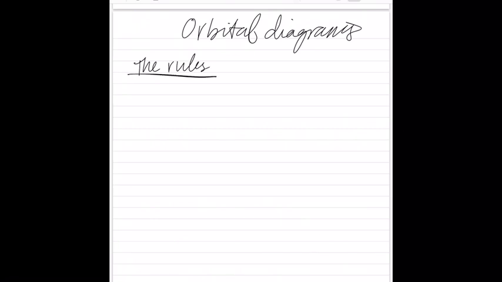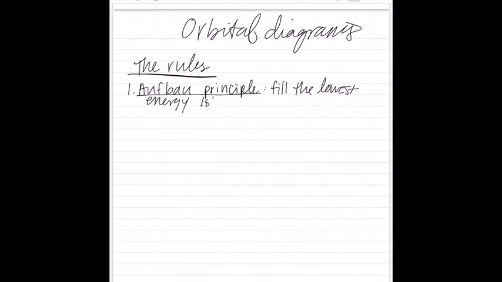So rule number 1 is called the Aufbau principle. Now I know that's a crazy word. It is a guy's name that came up with this Aufbau principle. And that states that you need to fill the lowest energy first. Okay, now I know none of these rules are going to make any sense right now. It's okay, just bear with me, just write them down.